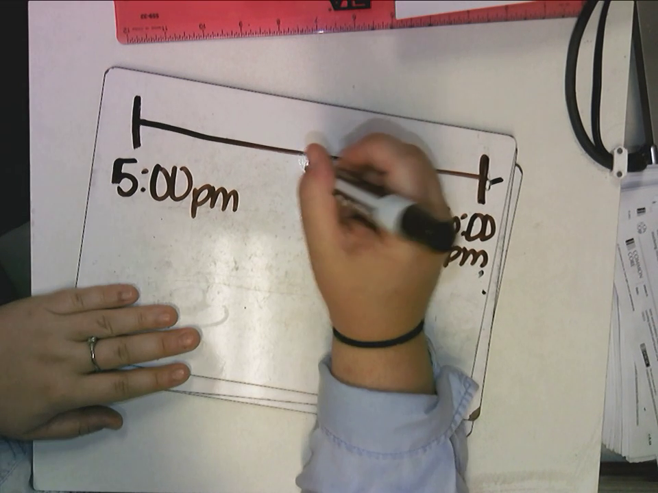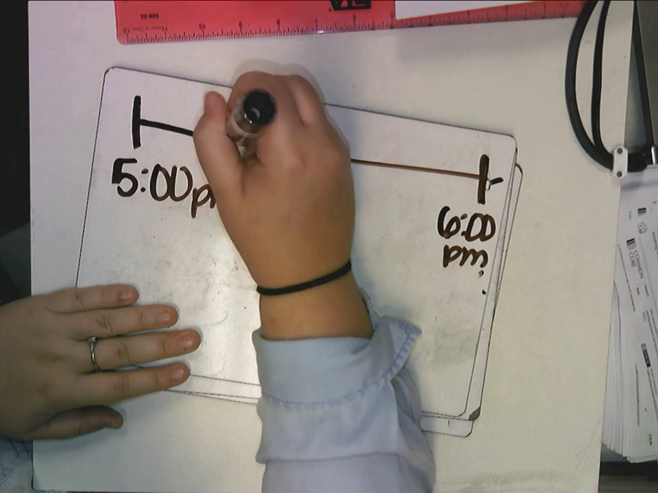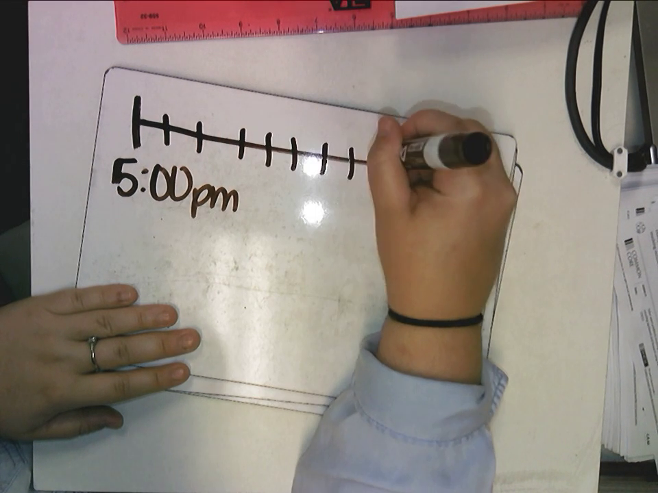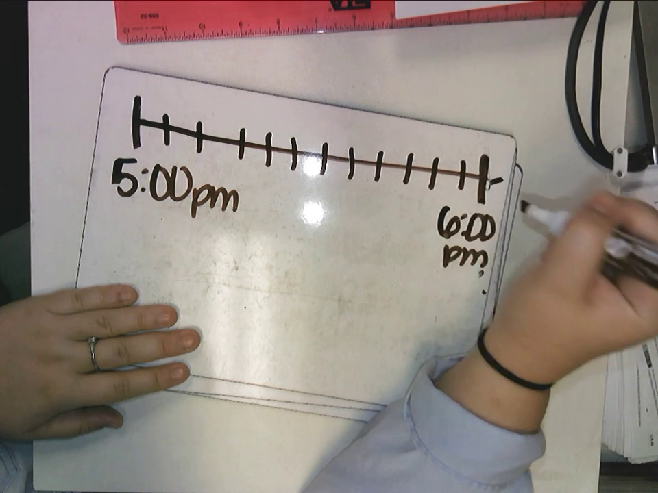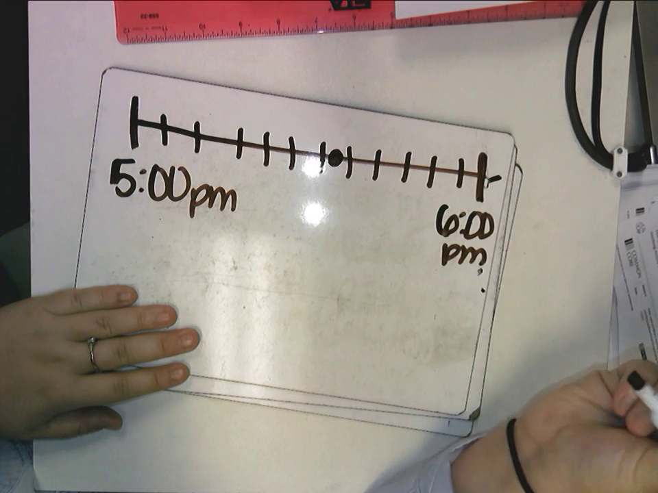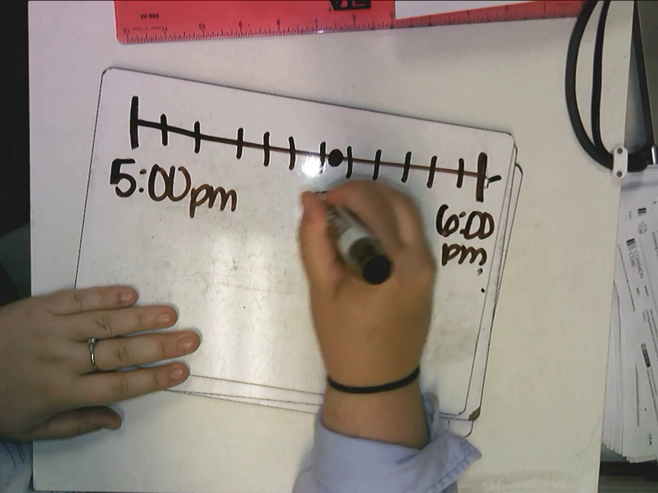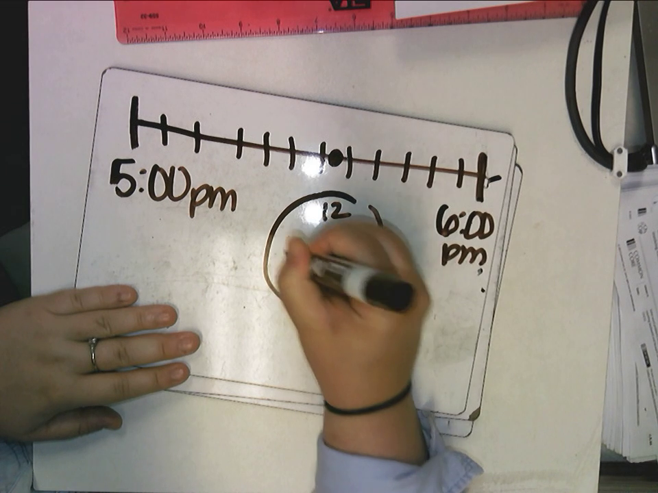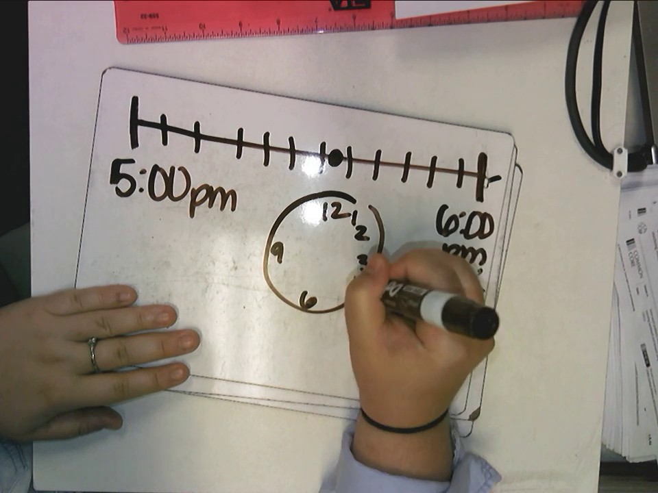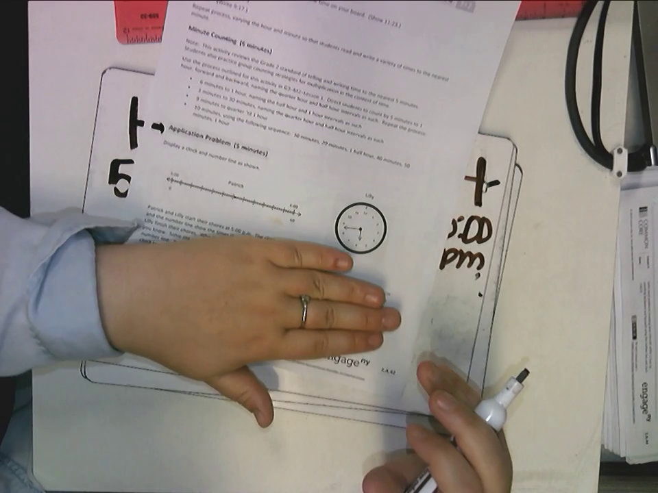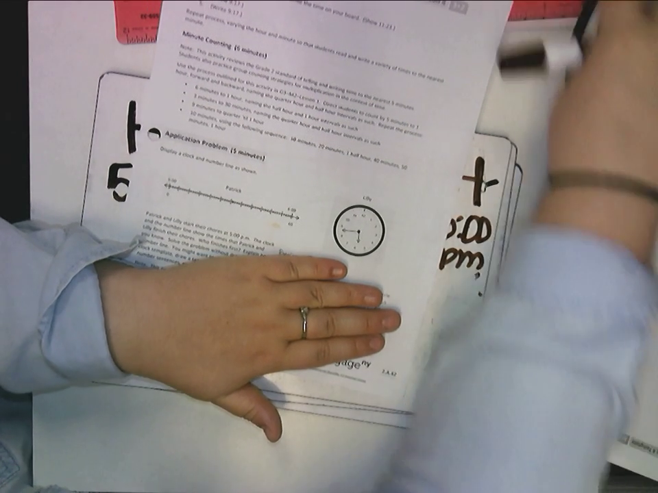So Patrick, here's 5, 10, 15, 20, 25, 30, 35, 40, 45, 50, 55, 60. So it looks like Patrick finishes his around here. And then Lily, you have to look at the clock here. So here's 12, 3, 6, 9. Actually, let's just do this. I want to zoom in here on each thing.